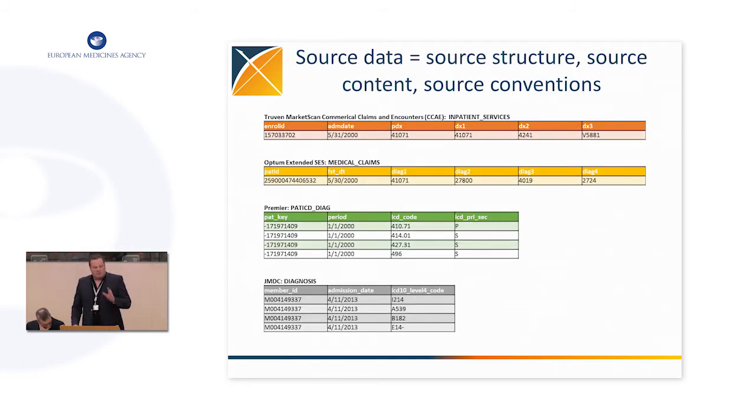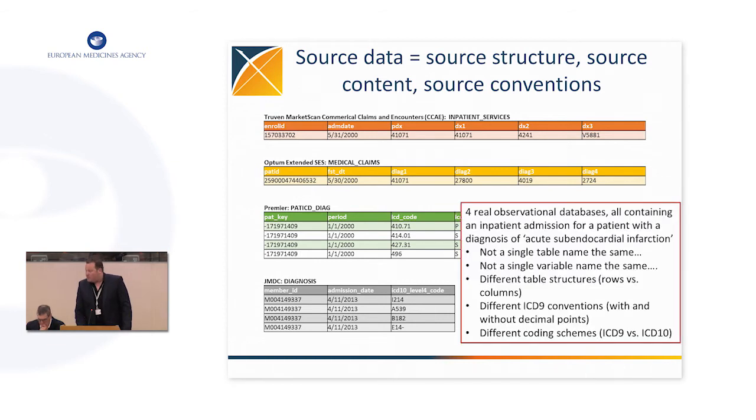I like to briefly show you this slide because it's actually the core of the problem that we encounter. We have many different databases with different structures. This is an example of 4 real databases which actually capture exactly the same information, but it's just structured differently in these tables. What's interesting to see is that not one table name is the same in these different data models. Not one variable is the same name. Different table structures, some are rows, some are column-based.